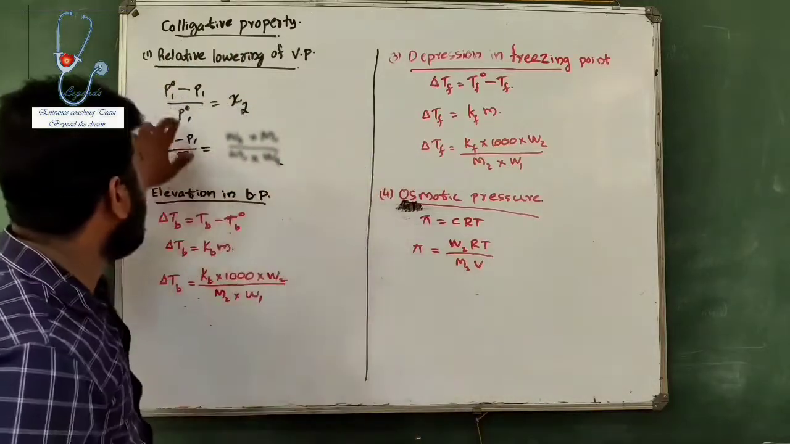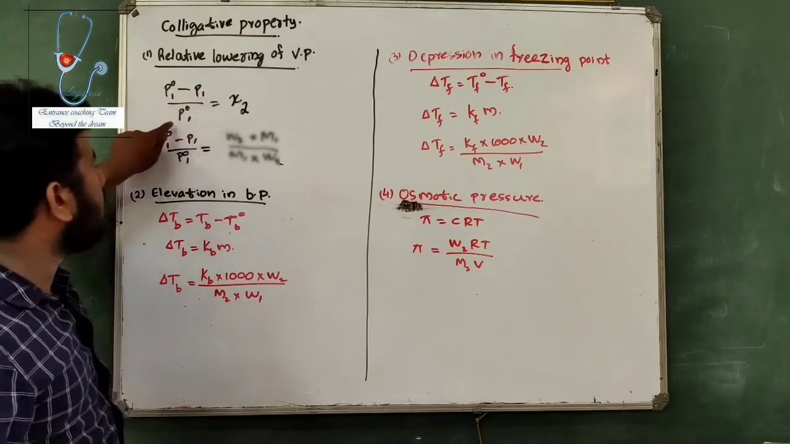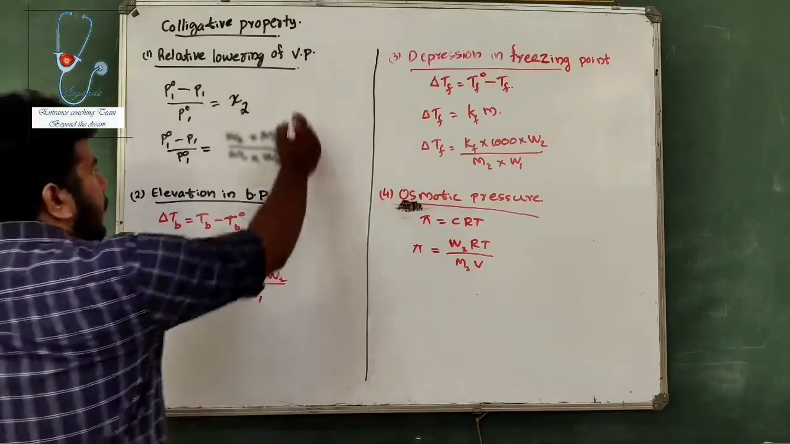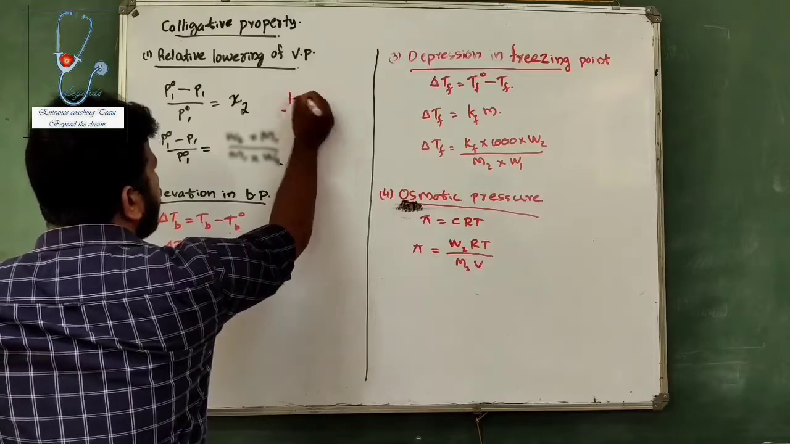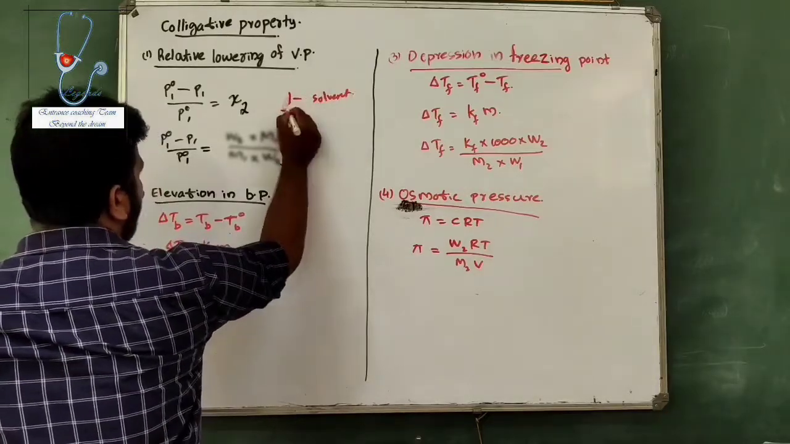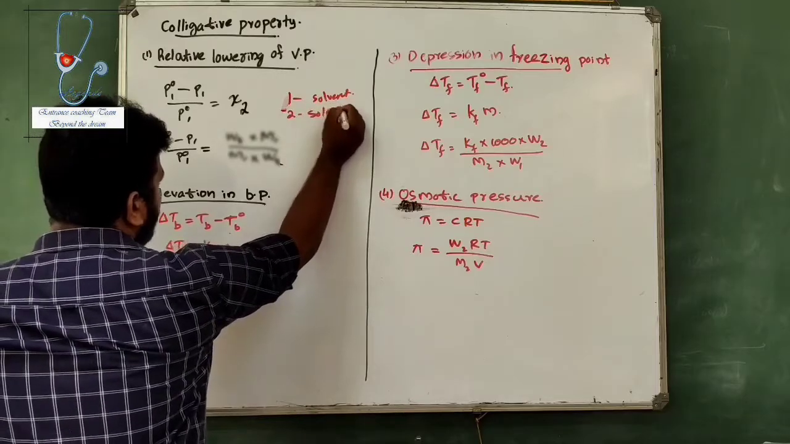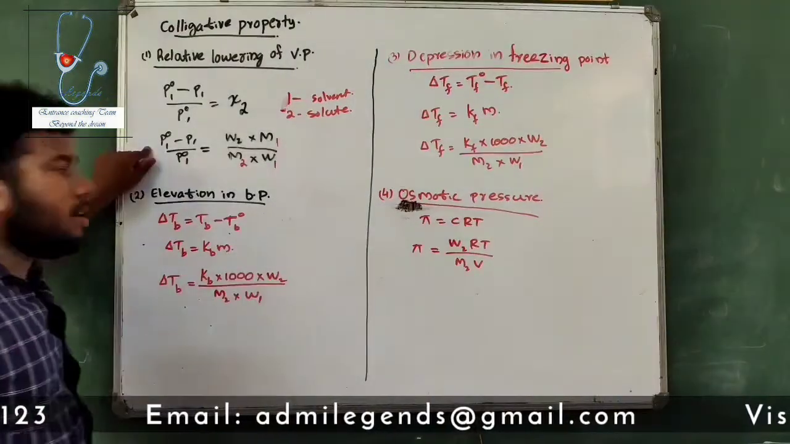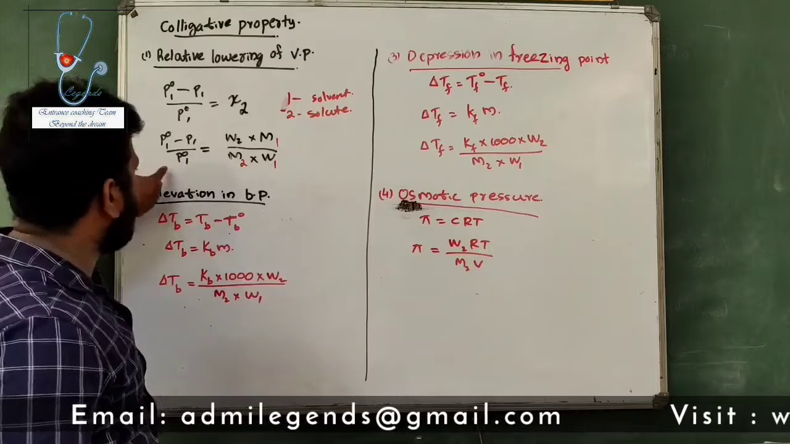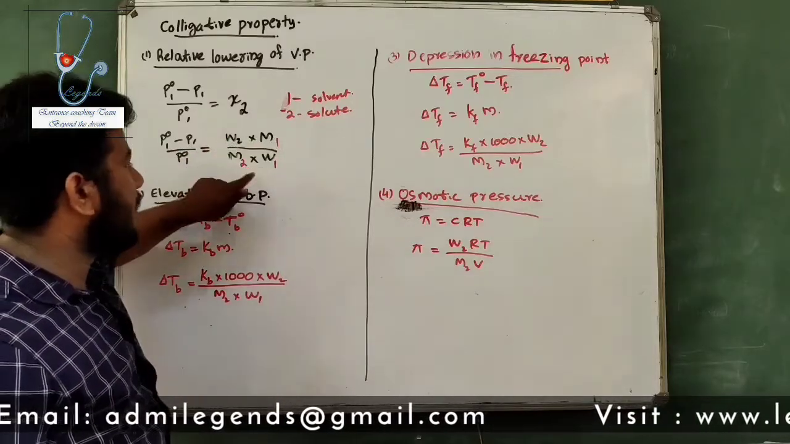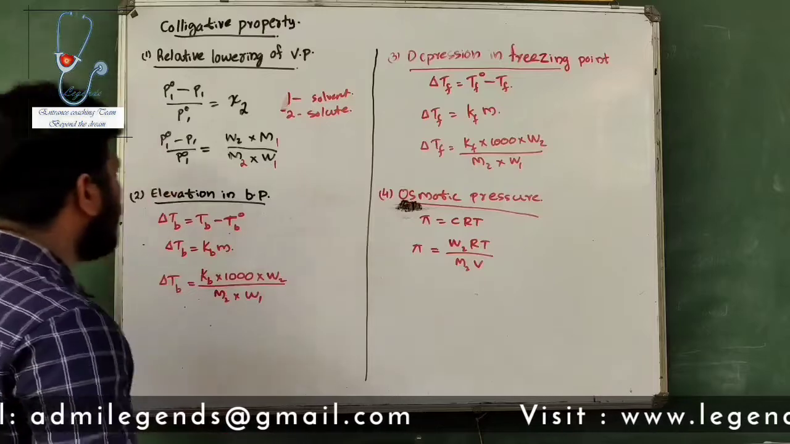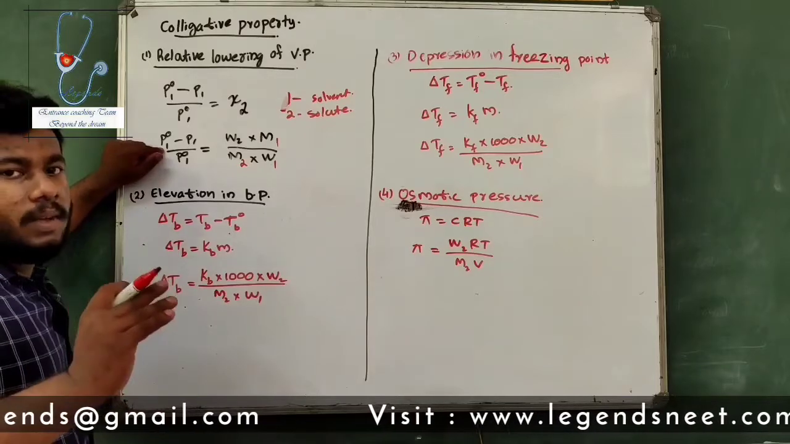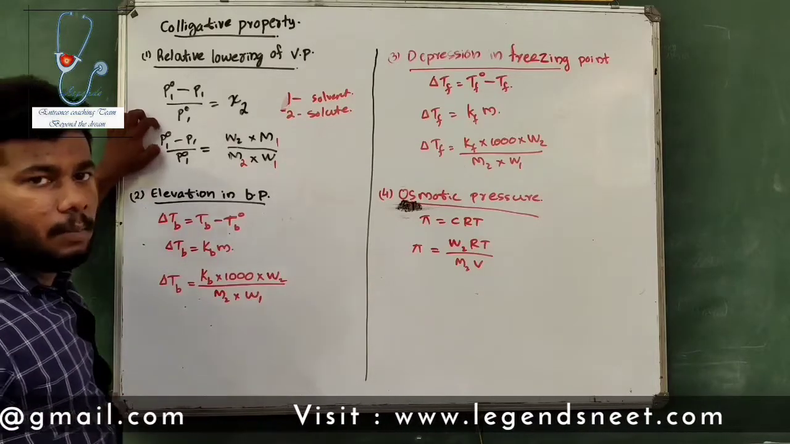Relative lowering, P01 minus P1 by P01, is equal to X2, the mole fraction of solute. Here 1 represents the solvent and 2 represents the solute. The equation is also P01 minus P1 divided by P01 is equal to W2 into M1 divided by M2 into W1. Here P01 means the vapor pressure of pure solvent.